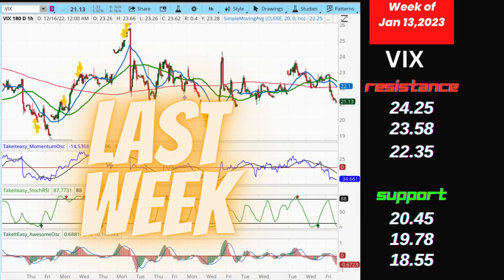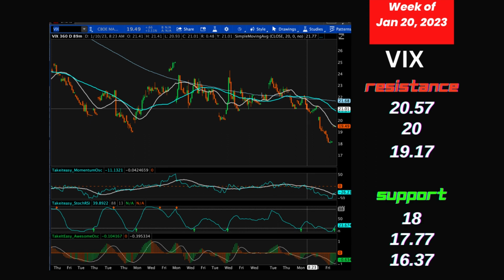This is VIX's chart and levels from the last week. VIX is currently trading around $18.35. For the coming week, the first resistance is at $19.17, second resistance is at $20. The weekly resistance is at $20.57. Support or demand for VIX would be first at $18. The next area of support will be $17.77, and weekly support will be at $16.37.